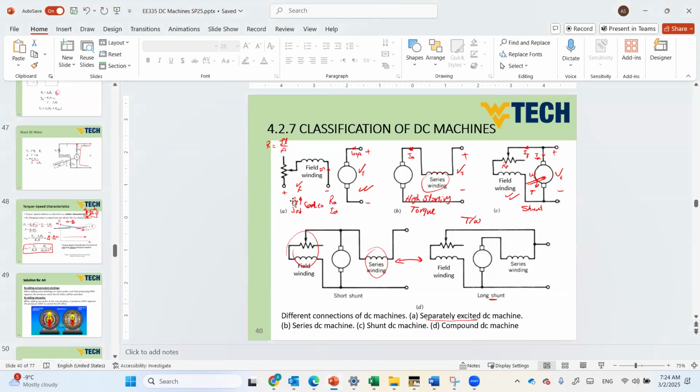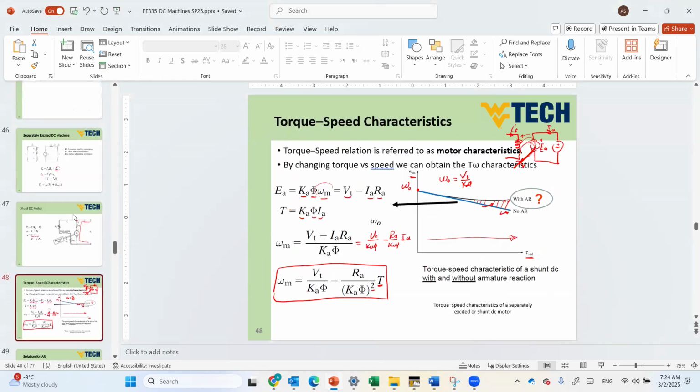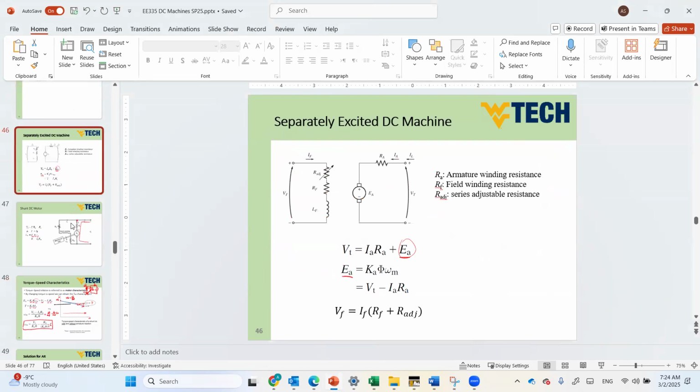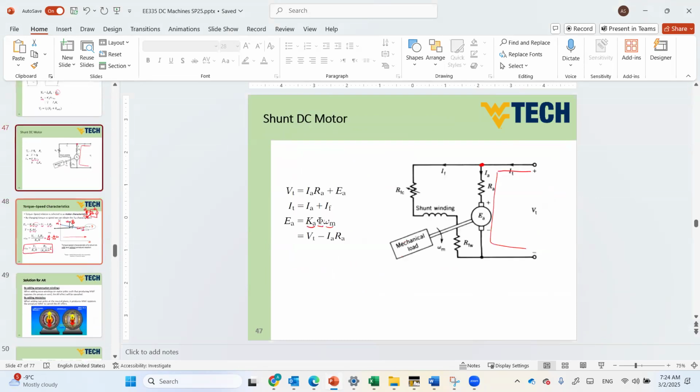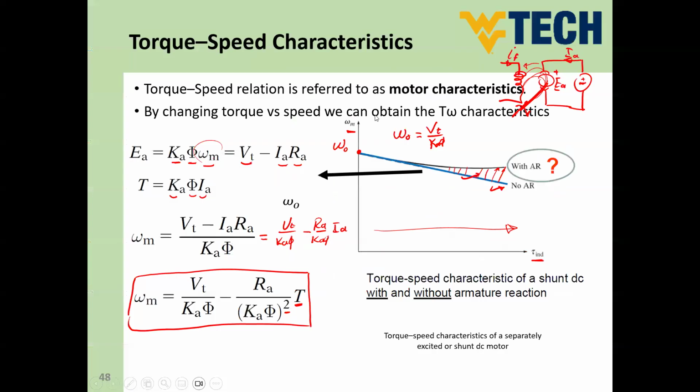If you remember in the last class, we started discussing the shunt and separately excited DC motors, and we derived the motor characteristic, which is the omega-torque, or speed-torque characteristic of the DC motor. And we mentioned that in the ideal case, the relation is going to be linear.